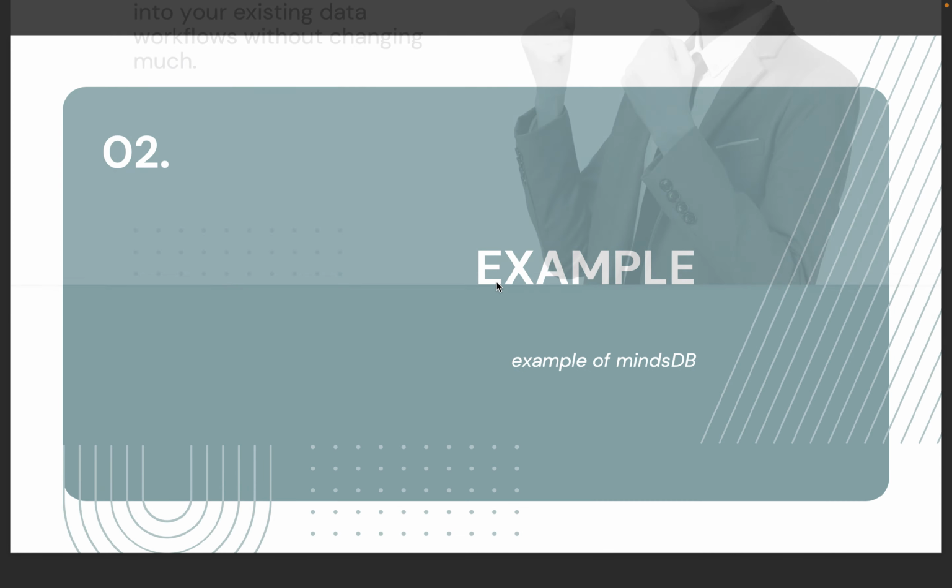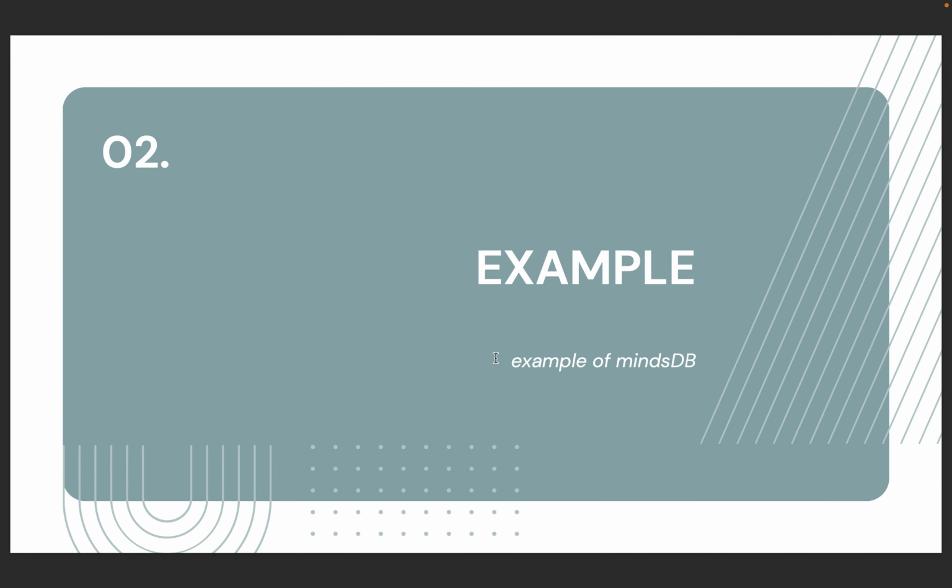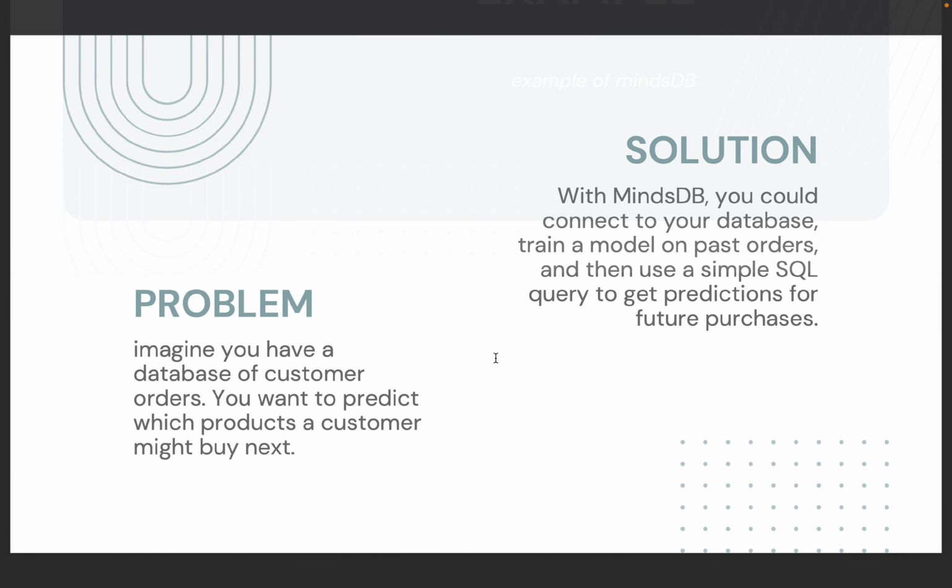Okay, so this is our example slide. Imagine you have a database of customer orders, and you want to predict which product a customer might buy next. Okay, so this is the solution. With MindsDB you can connect to your database, train a model on past orders, and then use simple queries to get predictions for future purchases.